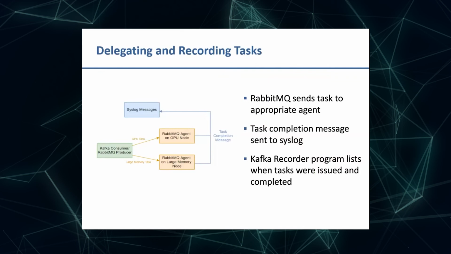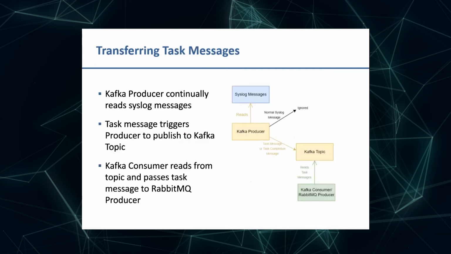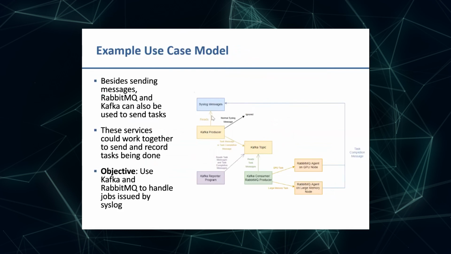That node will then do whatever task is necessary, and the RabbitMQ agent will then send a task completion message back to syslog. This part is important because if we look back at the full diagram, the Kafka producer is still continually reading from syslog messages. So once it gets that task completion message, it's going to post that task completion message to the Kafka topic. And this leads into the final part of our use case, which is the Kafka reporter program.